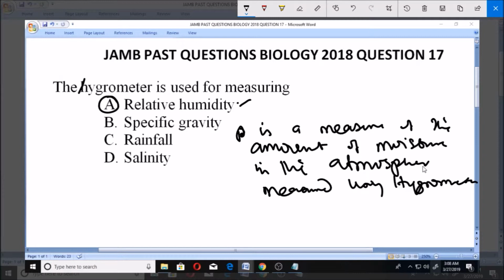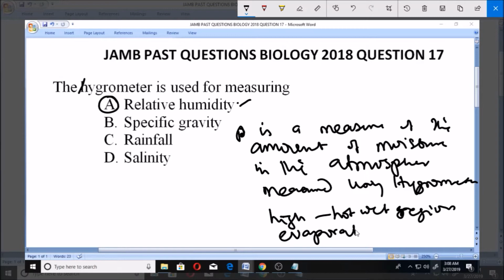Now, it is usually high in the hot wet weather. So you have relative humidity to be high in hot wet weather or hot wet regions. That's where you get your relative humidity to be high, and it affects the rate at which evaporation takes place. So relative humidity affects the rate at which evaporation takes place, and you can measure it using a hygrometer. That is the equipment used in measuring relative humidity, and that makes option A the right answer.